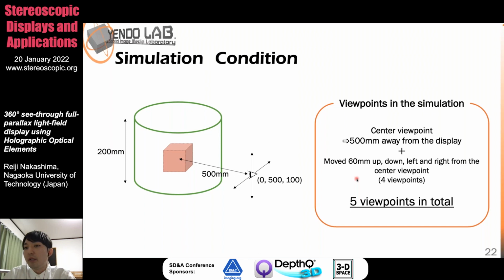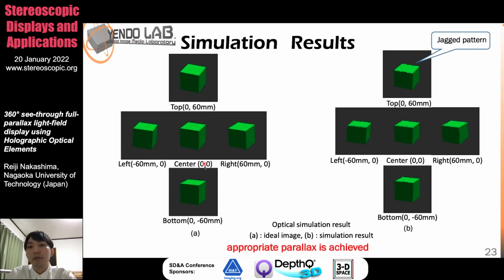The center viewpoint is at 500 mm away from the display with a height of 100 mm. This is equivalent to half of the cylinder's height. Also, 4 viewpoints at 60 mm up, down, left, and right from the center viewpoint are defined. This left figure is the ideal image from each viewpoint, and the right is the simulation result.